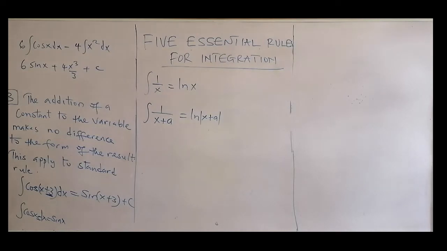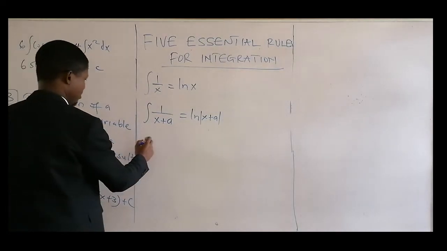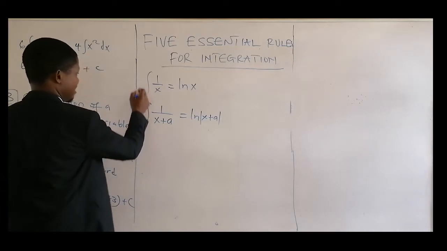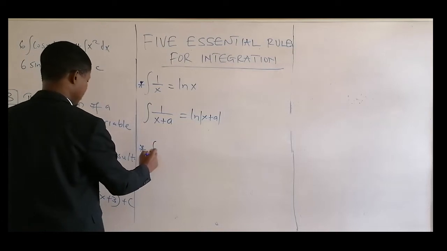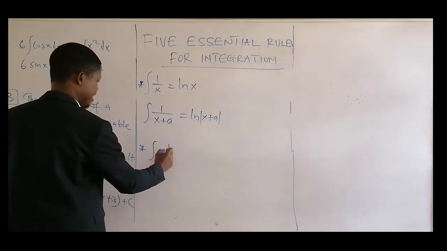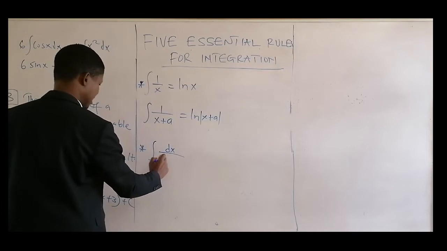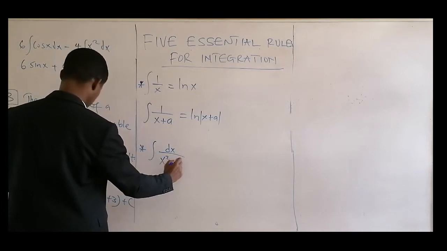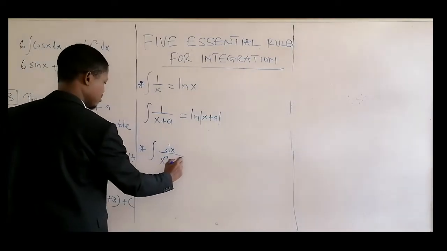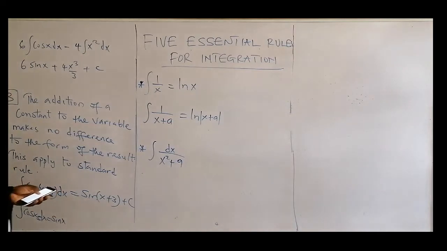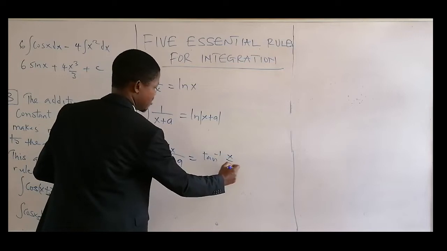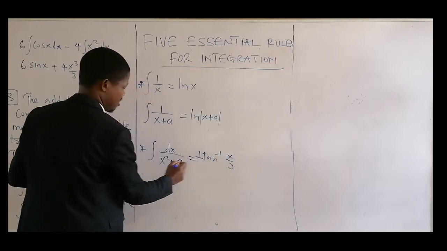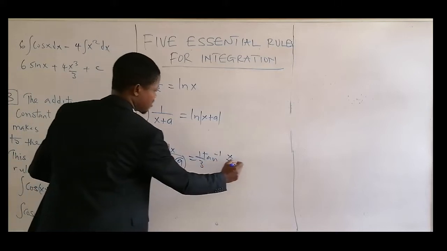Another one again. Don't forget, we also discussed in the standard rule that we have the integral of dx over x squared plus 9, for example. If you have this, you are expecting arctan of x over 3, and then 1 over a. Your a is 3, so it is 1 over 3 arctan(x over 3) plus c.